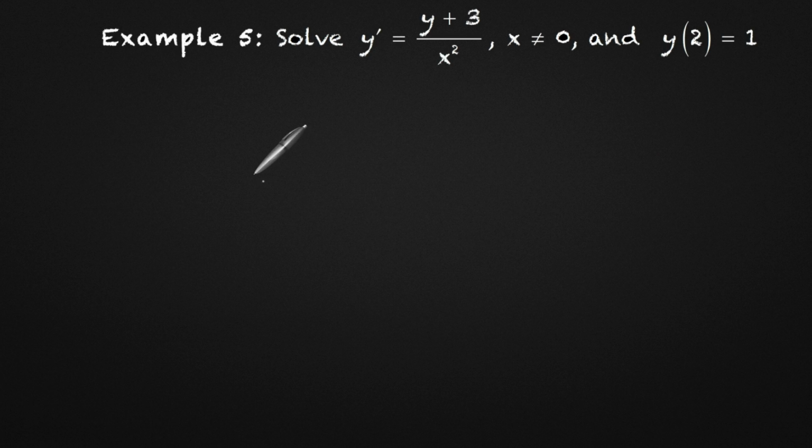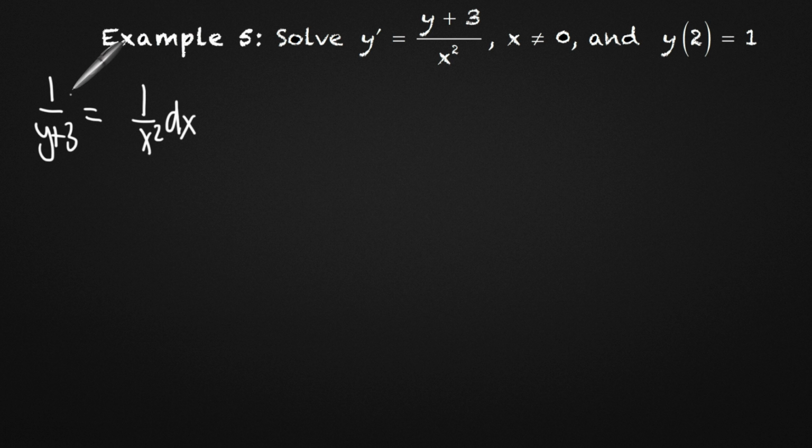Okay, example 5, we're going to do something a little bit similar here. And I'm going to divide by y plus 3, so that's going to give me 1 over y plus 3, and that's going to equal 1 over x squared dx. And I keep forgetting the dy, don't know why. So now I'm going to be integrating both sides.